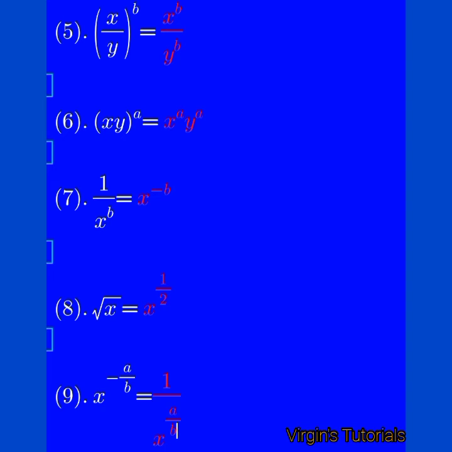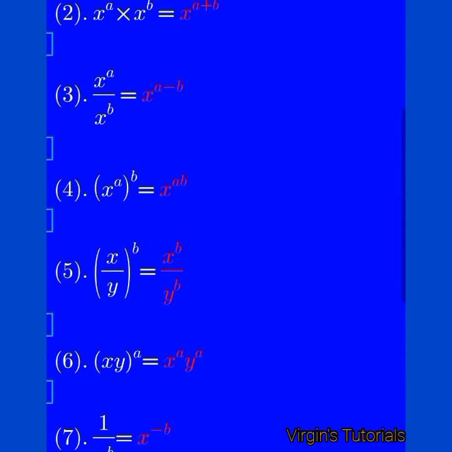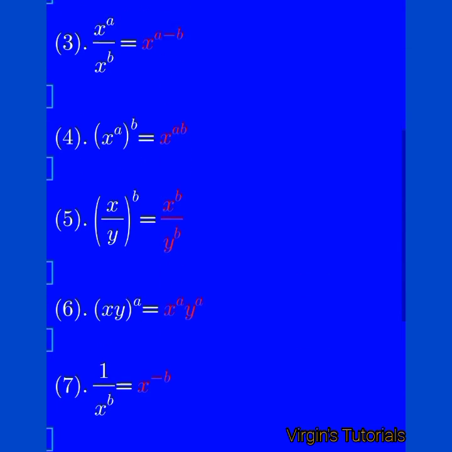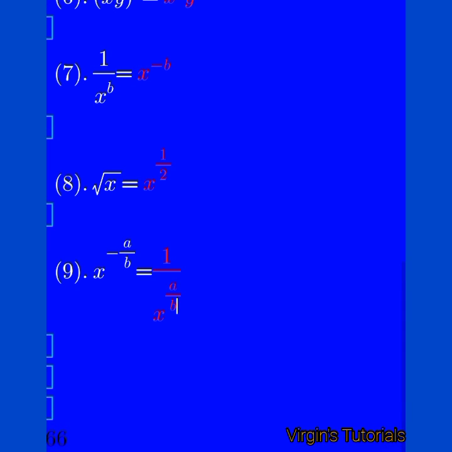So actually this is the law of indices. We gave the explanation of indices, how we can find an index. We said that the power must be a positive integer, and the base x must not be 0. Otherwise, the whole thing becomes indeterminate or undefined. So we have 9 laws here. So that's just it.